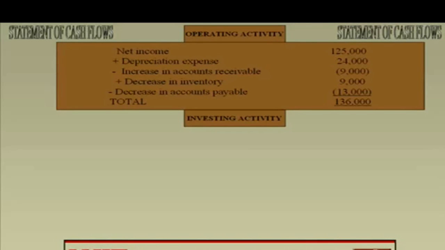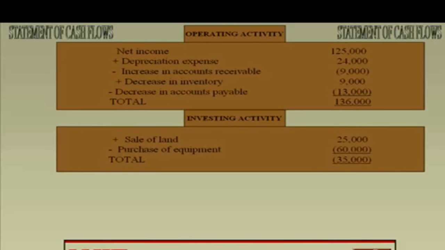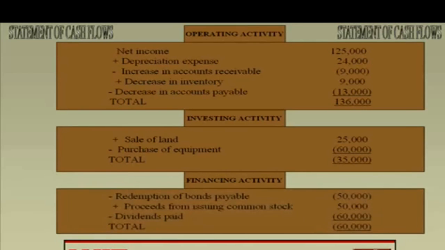How do you know you got the right answer? You're saying that the total cash generated from operating, investing, financing activity was 41,000. How do you know it's the right number? Easy. Go back to your cash in the balance sheet. What was the opening balance? Can you see it? 22. How much cash did we compute as being generated? 41. So what should the ending balance be? 63. Look at your balance sheet. Do you get 63?